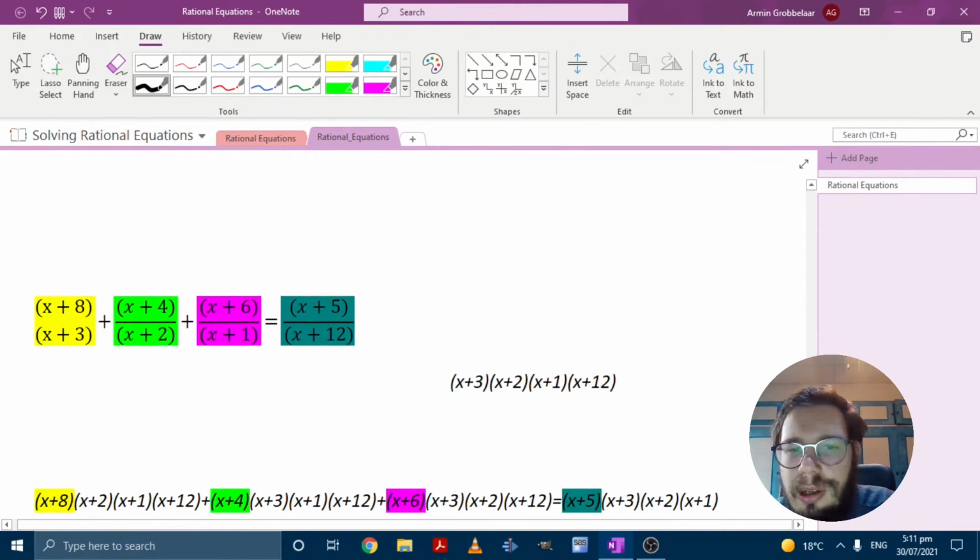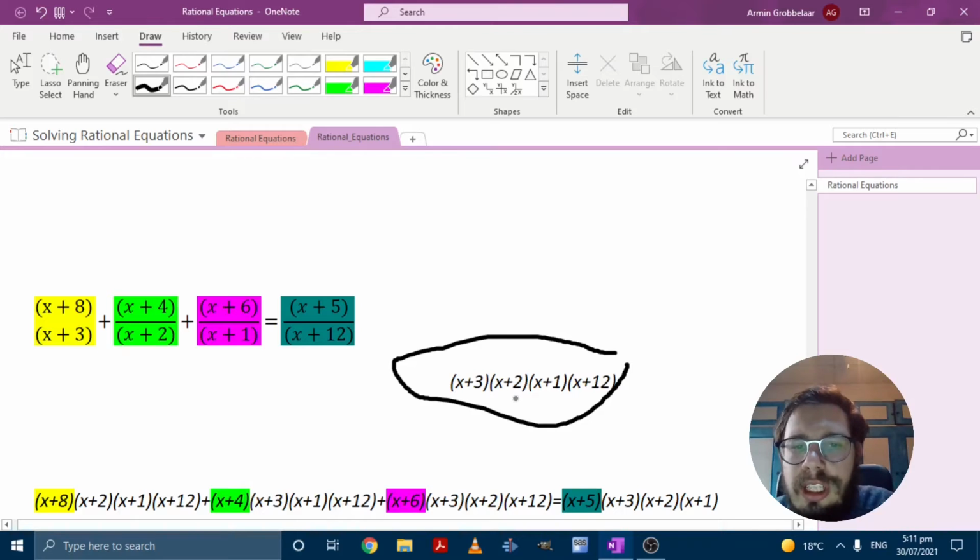So this is my last example. So you can see here the bottom terms. Sorry, I lost my mouse. The bottom terms are x plus 3, x plus 2, x plus 1, and x plus 12.